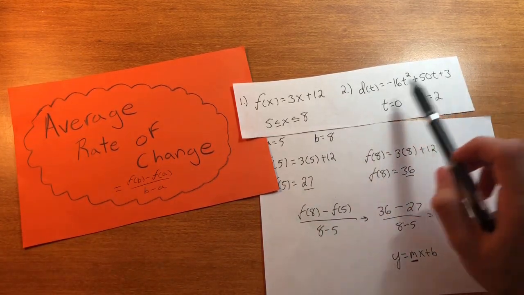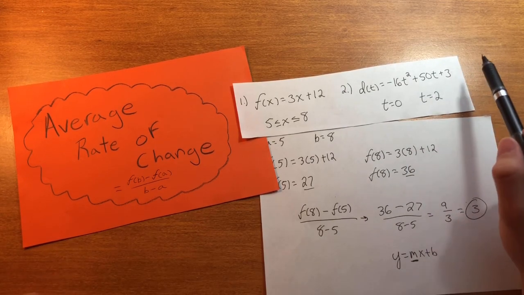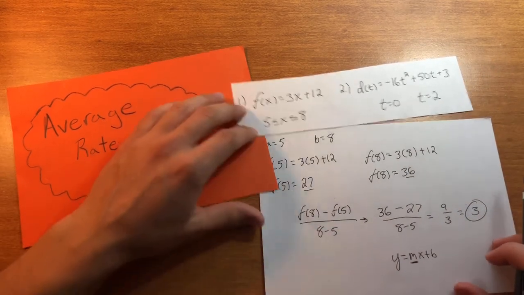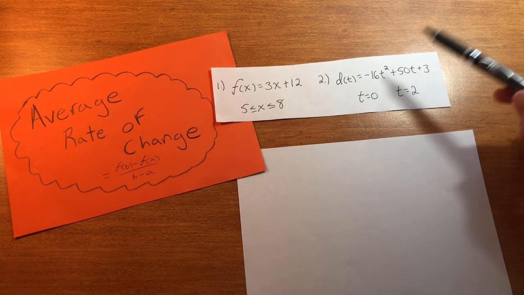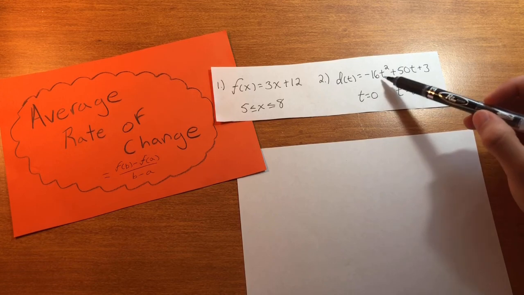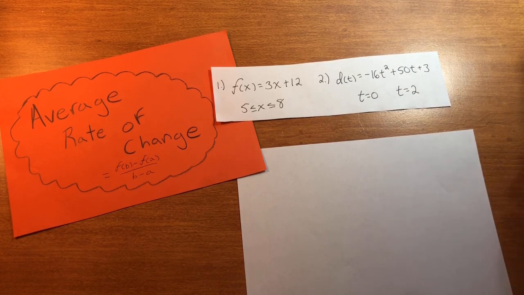If we look at number 2, it's going to be a little bit different because it is not a straight line, okay? So the average rate of change is definitely going to be useful for this one. Let's find number 2. All right, so number 2 says d of t equals negative 16t squared plus 50t plus 3. Okay, and I want to find the average rate of change. t equals 0, t equals 2.